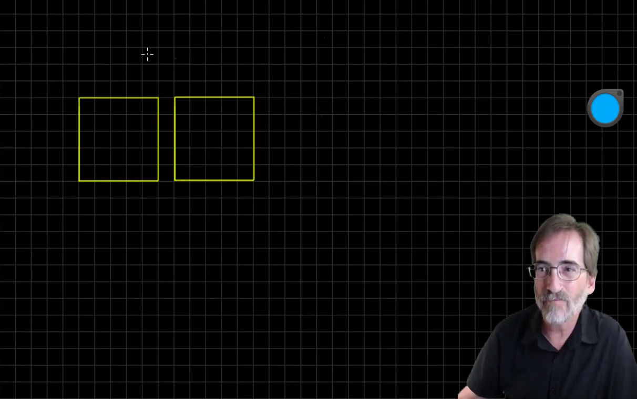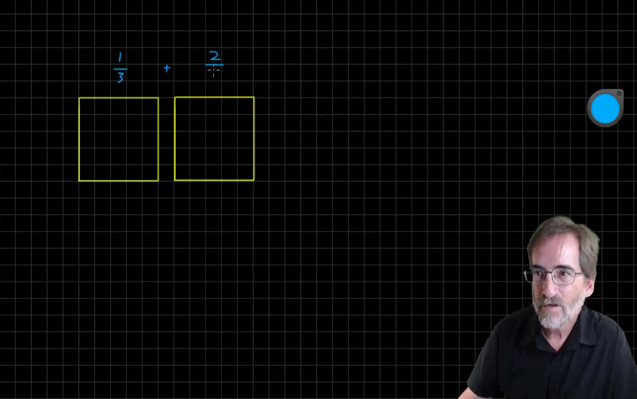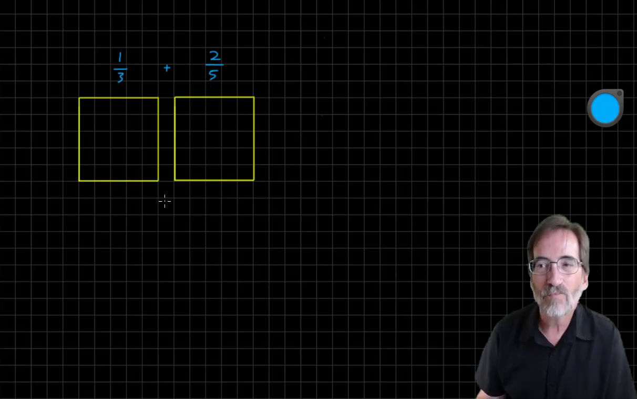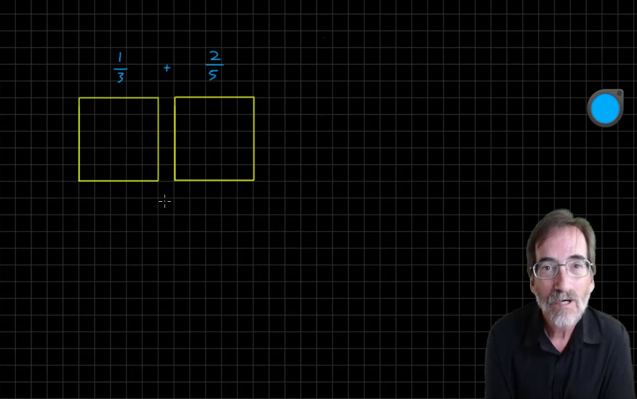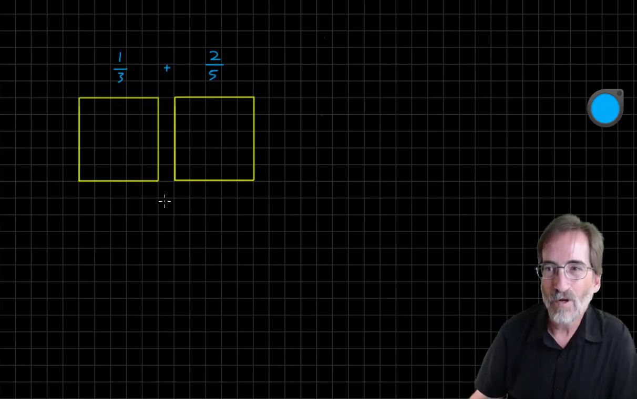Let me give you an example. 1/3 plus 2/5. 1/3 plus 2/5. And now I'm going to use these squares here to represent the process of adding 1/3 and 2/5. All right. So first, let's talk about the fraction and what it means.